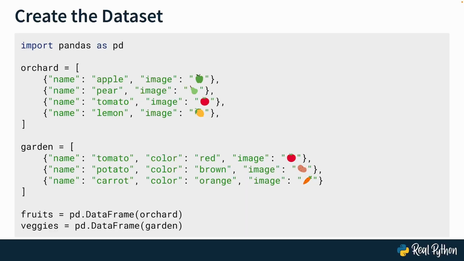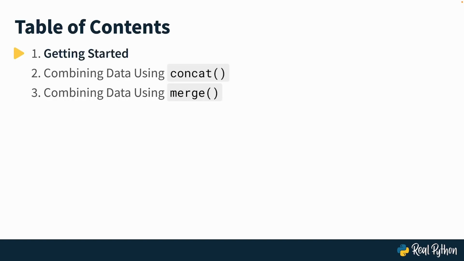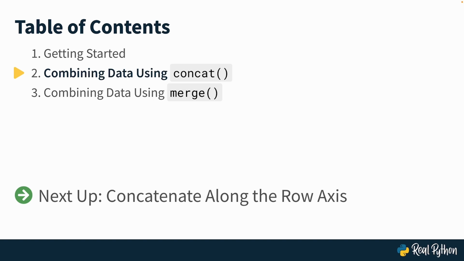Here's another view of the code you used to generate the dataset. And that wraps up the first section that was about getting started. In the next section, you'll begin to combine data using pd.concat. And specifically, you'll begin with concatenating two data frames along the row axis.